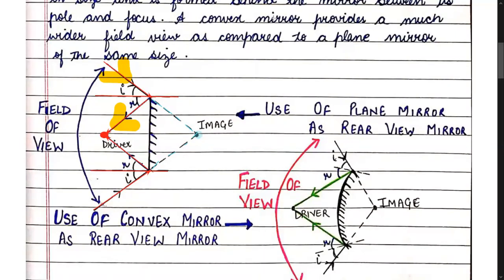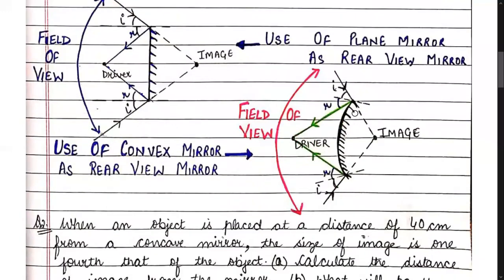Now, if you just see the field view, how much area, how much region is plane mirror covering? That is its field of view. So this arrows shows you the field view of plane mirror. Now, if we use a convex mirror of same size, there is another diagram in which a convex mirror is used, and this convex mirror is of same size as that of plane mirror.